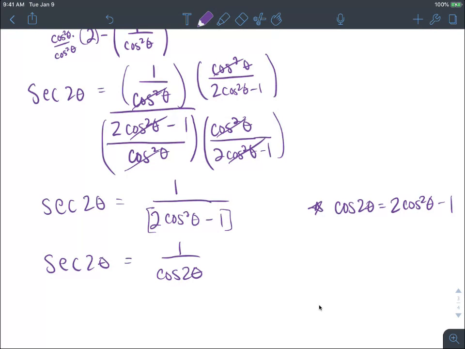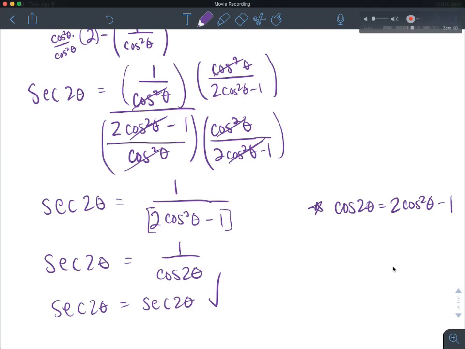And I remember that secant and cosine are reciprocals, so the right side is equal to secant 2 theta, and the left side is equal to secant 2 theta. And we're verified.